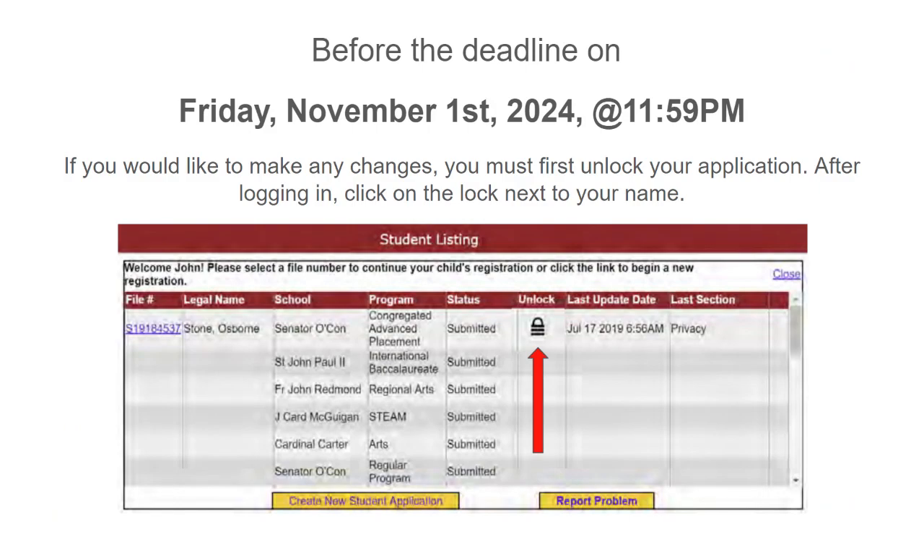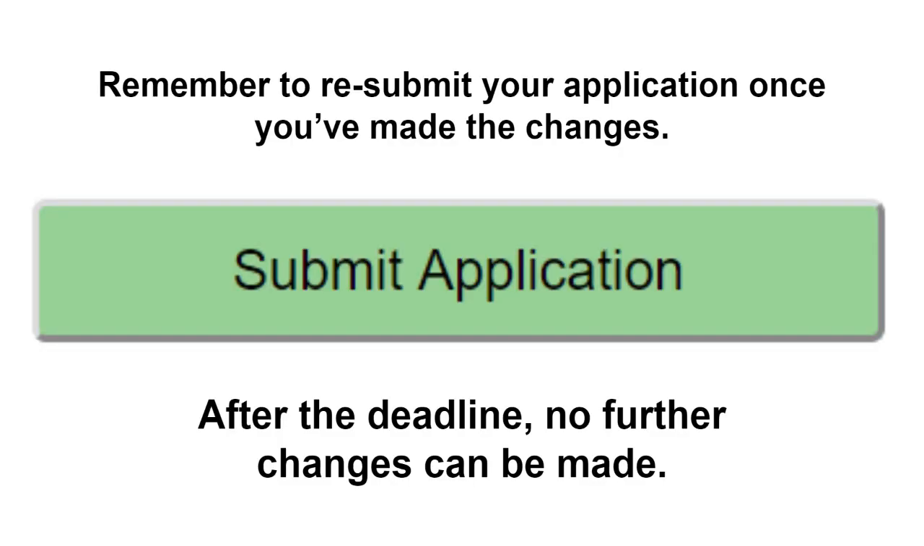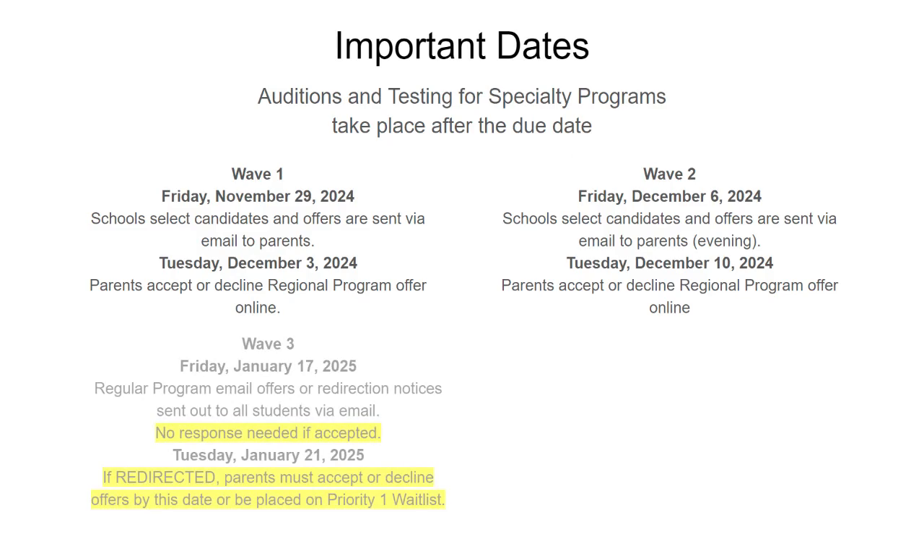Again, if you have any changes you want to make before the deadline of November the 1st, please go ahead and sign back in and click the unlock button. Remembering to submit your application after you've made changes. I should also note that after the deadline of November 1st, there will be no changes that are allowed. Changes will begin to be accepted after January the 23rd. So just some important dates to finish off here.